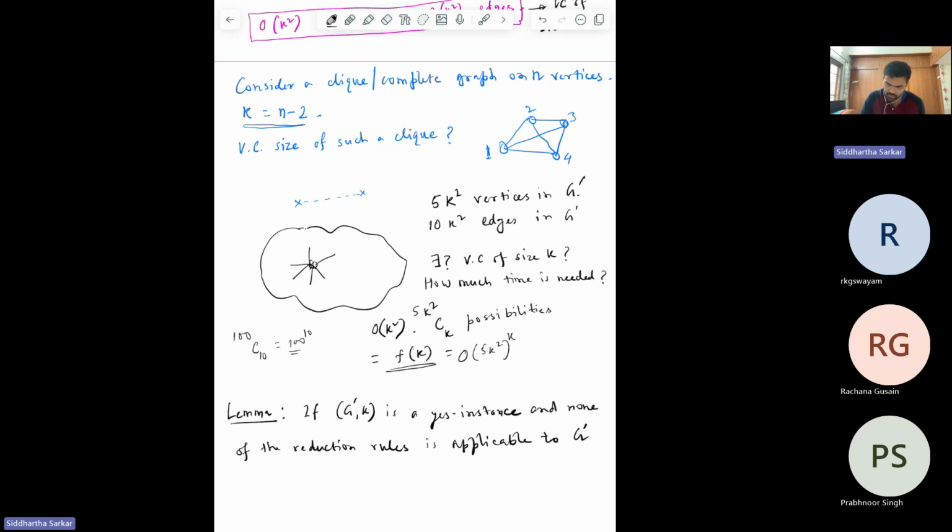So after we have done the reduction, we are getting G dash, and none of the reduction rules are applicable to G dash. Then the number of vertices in G dash is at most k squared plus k, and the number of edges in G dash is at most k squared. If we are able to prove this, then we have an algorithm that runs in so much time and reports whether the original graph has a vertex cover of size at most k.